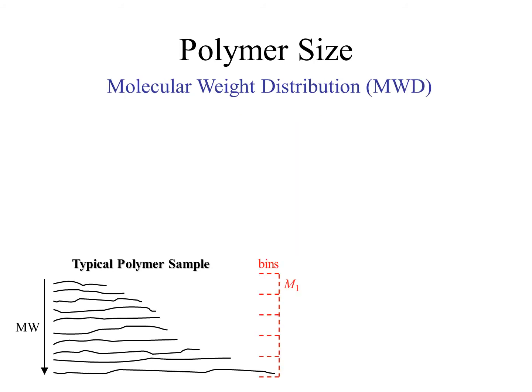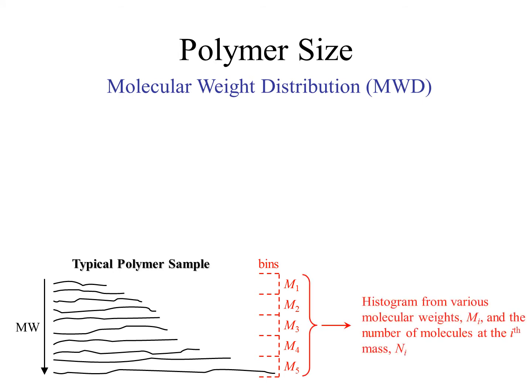Returning to our sample of polymers, let's look at this molecular weight distribution. Since the molecules are already nicely arranged via increasing molecular weight, it is easy to see how they might be placed in bins according to their size. Each bin would represent a particular molecular weight, denoted here as M1 through M5. This setup is referred to as a histogram, once we count up the number of molecules in each bin.